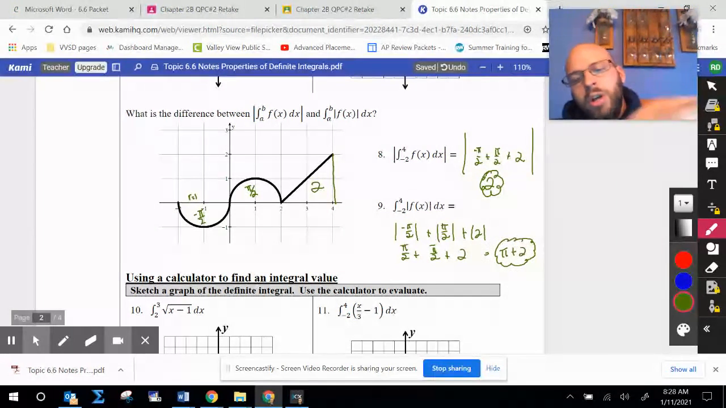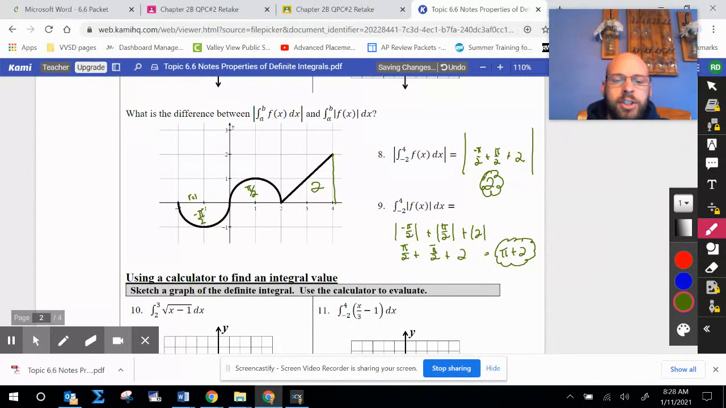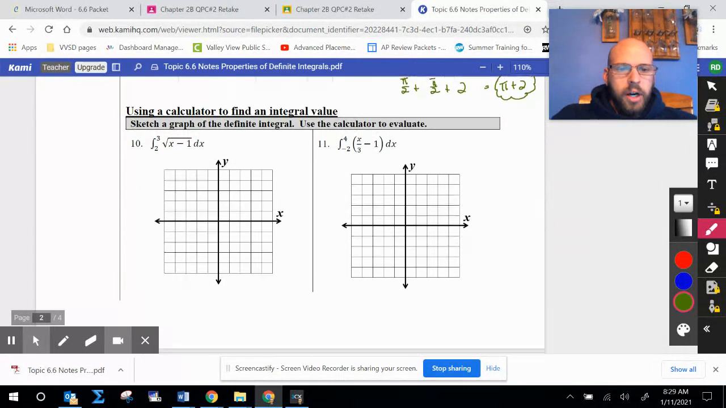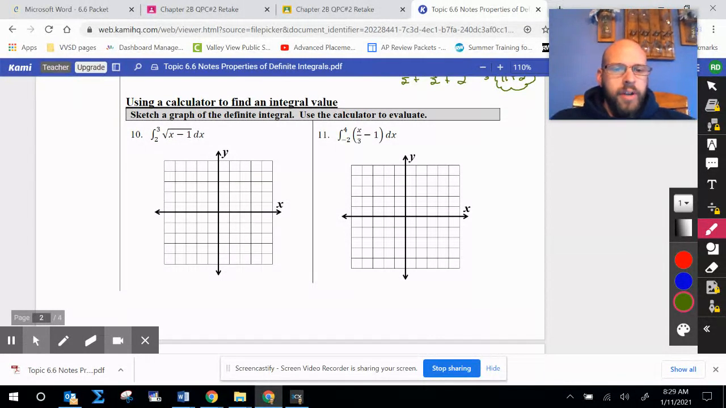So those two expressions, although very similar in same operations, the order in which they're written is different, which is going to give you two very different answers. So if the absolute value is on the outside, just take the absolute value of your answer, the magnitude of your answer. If the absolute value is within the integral, then just treat every area as though it were positive and add them all together. Okay? All right, using a calculator, find the integral value, right?